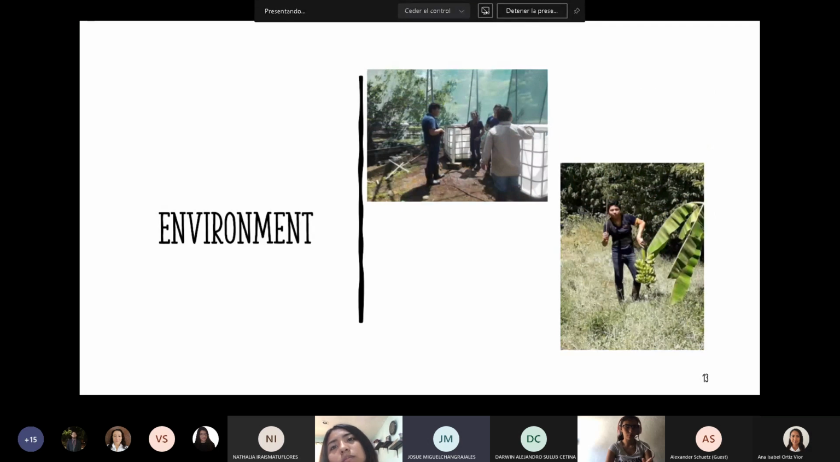Environment. In this project, we work with the harvest of fruits and raising tilapias, a type of fish that we raise in a special pond, which the students give due maintenance. Sorry, next please.